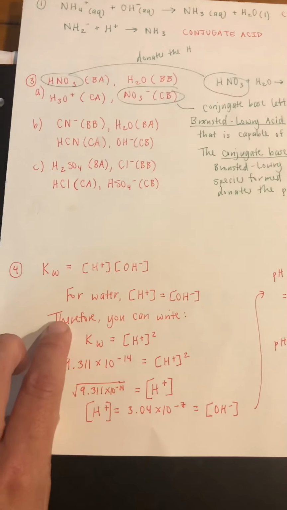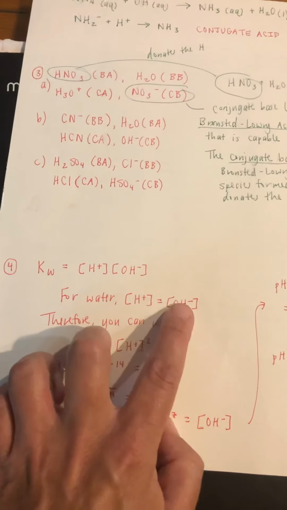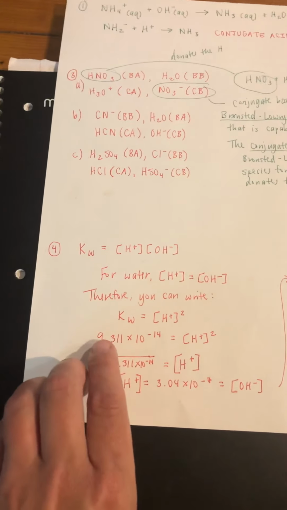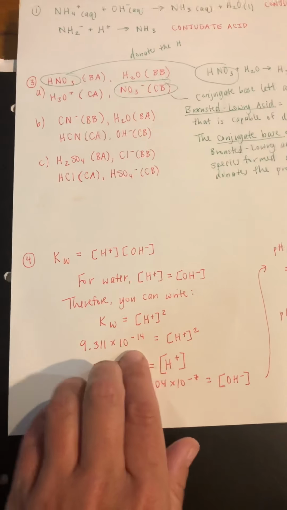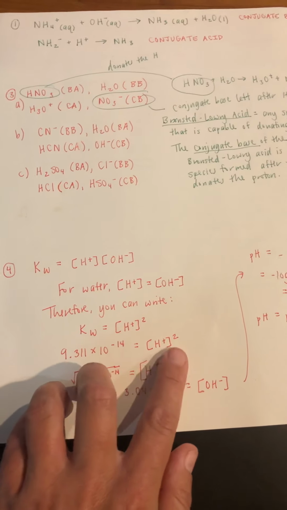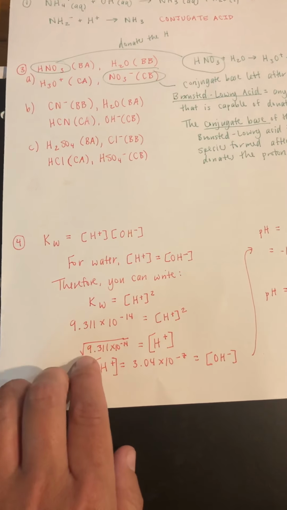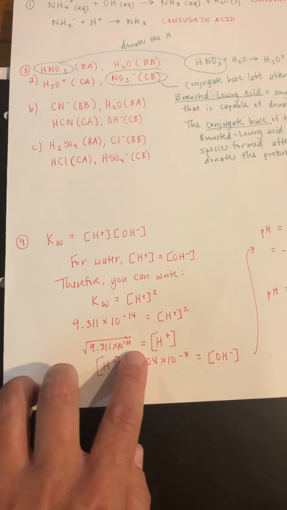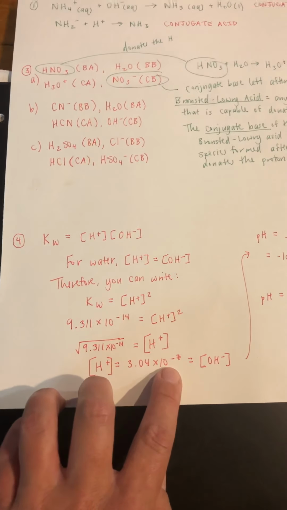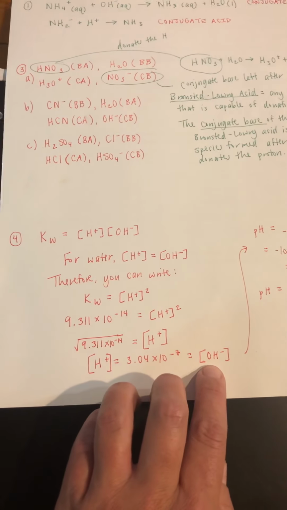So you can rewrite this to be Kw equals the concentration of hydrogen ions. You could just as easily write that one, but we're going to use hydrogen ions squared. So Kw, which we already know is 9.311 times 10 to the negative 14th, equals the H plus concentration squared. How do we get rid of the squared? We take the square root. So if you take the square root of 9.311 times 10 to the negative 14th, we get 3.04 times 10 to the negative 7th.